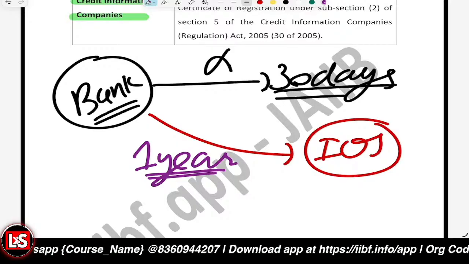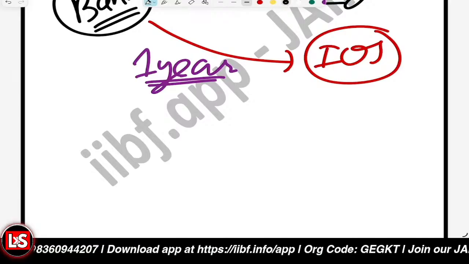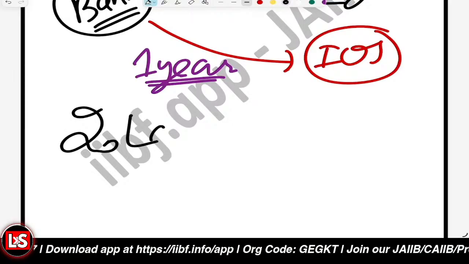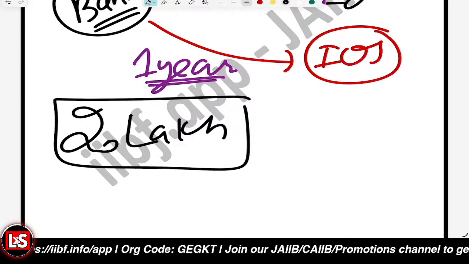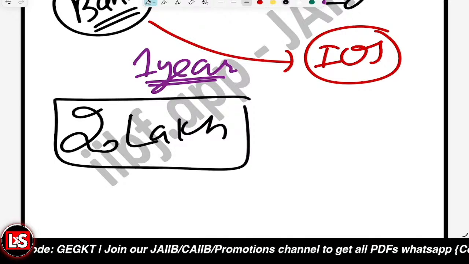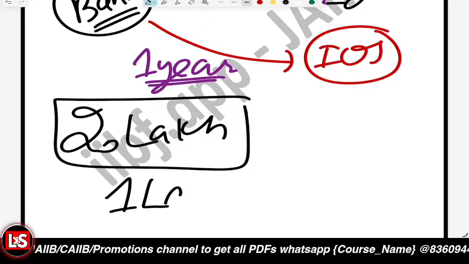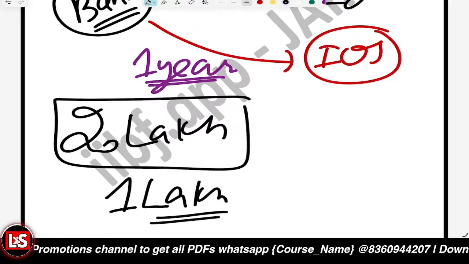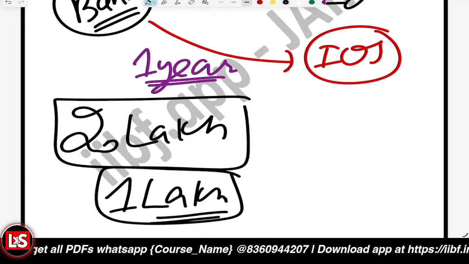And further, what is the compensation limit under the banking ombudsman scheme? It is 20 lakh rupees, like the maximum award which can be passed by the banking ombudsman. It is 20 lakh rupees. And further, for the compensation for mental injury and harassment, the maximum amount of compensation is 1 lakh rupees. Like related to the compensation for the mental agony and harassment, it is 1 lakh rupees.